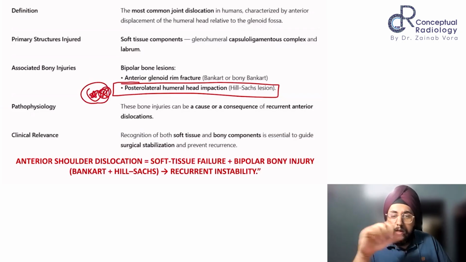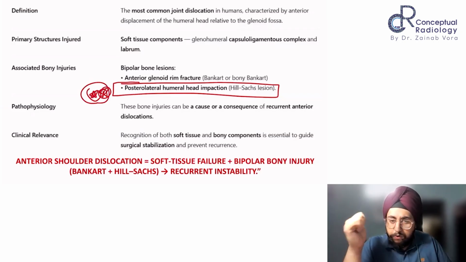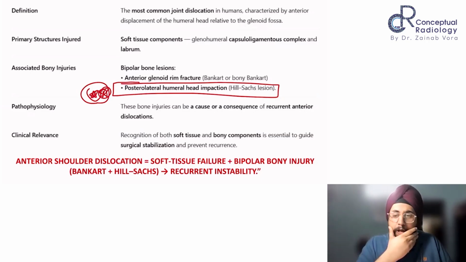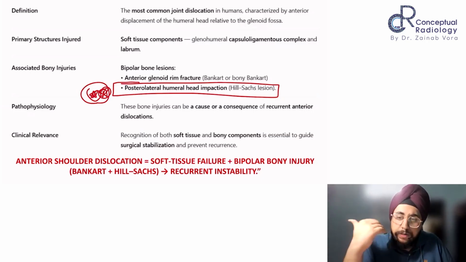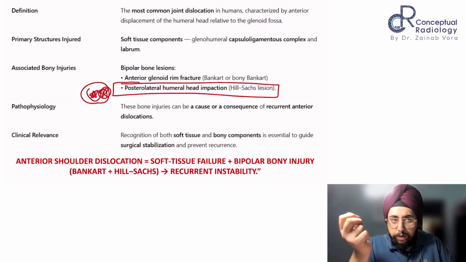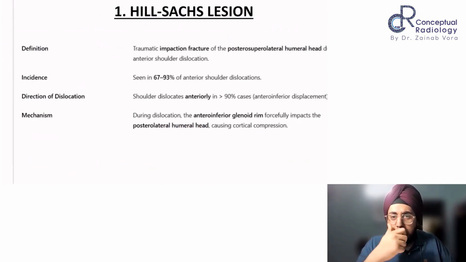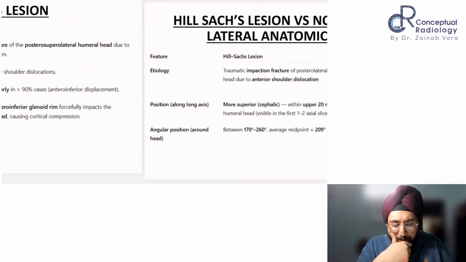The anterior shoulder dislocation consists of a soft tissue failure, which is your labral defects and capsule defects, along with the bipolar bony injury, which includes your Bankart lesion as well as your Hill-Sachs lesion. Now, I've seen many students and even consultants confused about how to measure the Hill-Sachs interval, what the concept of the Hill-Sachs interval is, and how to measure the glenoid track width. So we'll try to understand all of these in today's class.